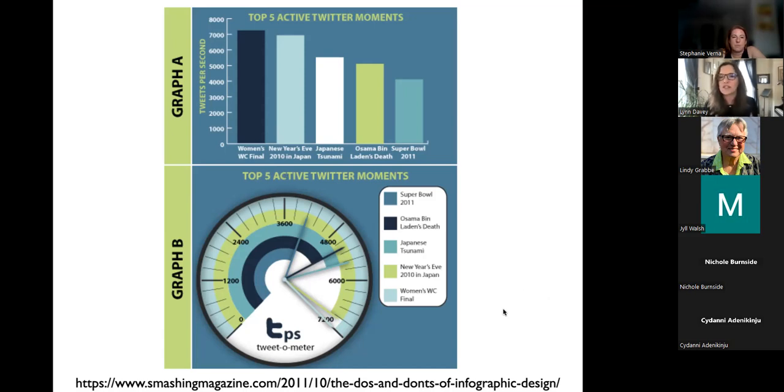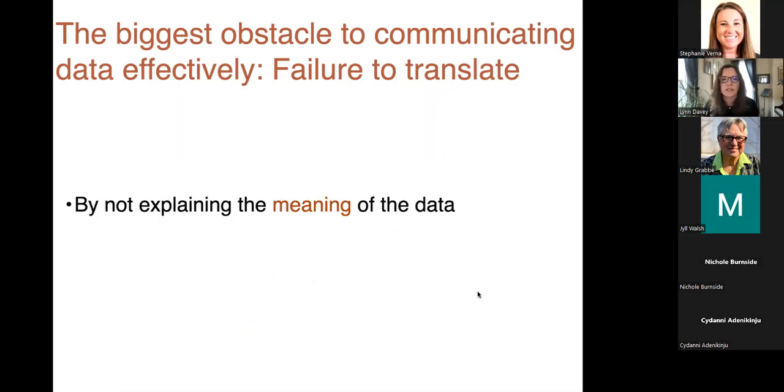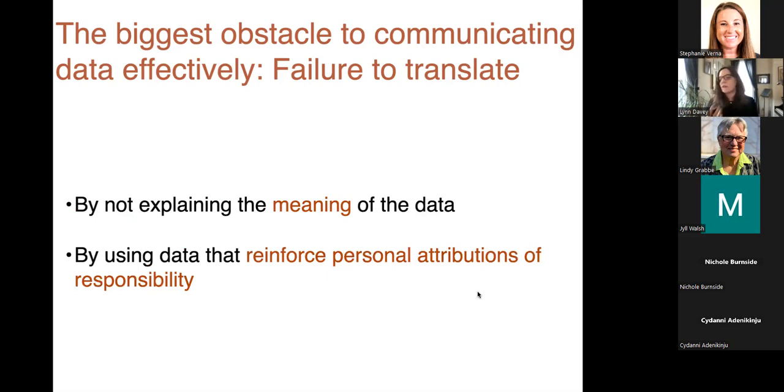These are the kinds of things we have to consider: what's our story and how can we get it across? The biggest obstacle to communicating data is really a failure to translate, not explaining the meaning of the data. A lot of times with researchers and public health folks, you don't want to come across as pushing for a particular policy or programmatic solution, but you can explain what the data mean. And we often use data that reinforce personal attributions of responsibility.